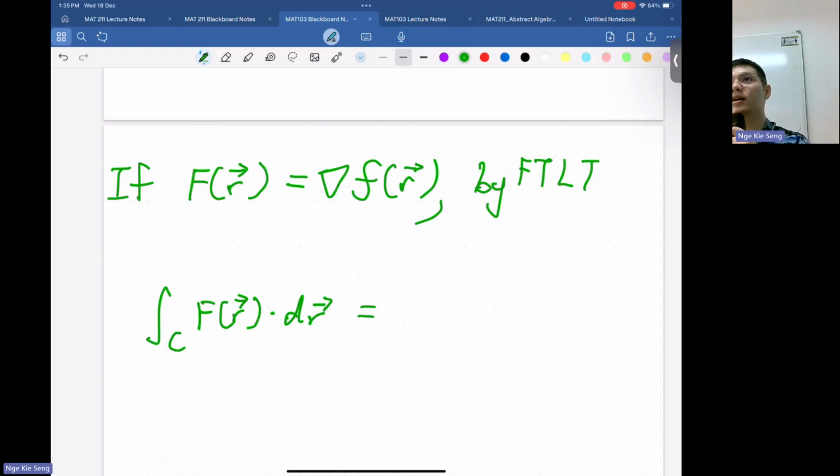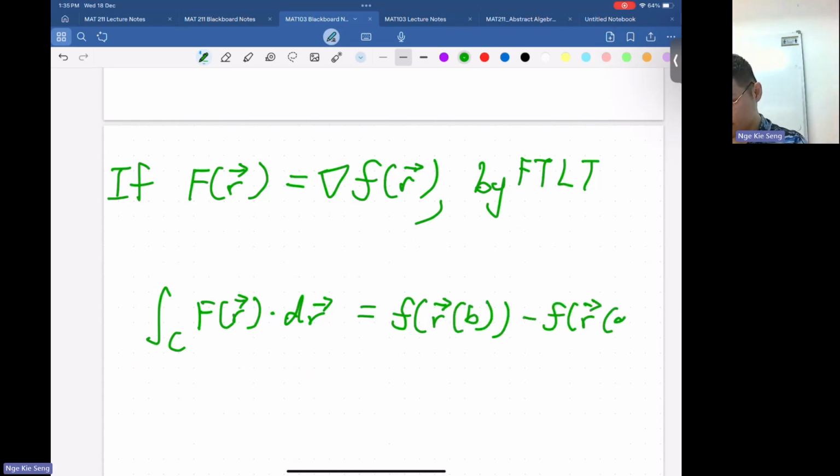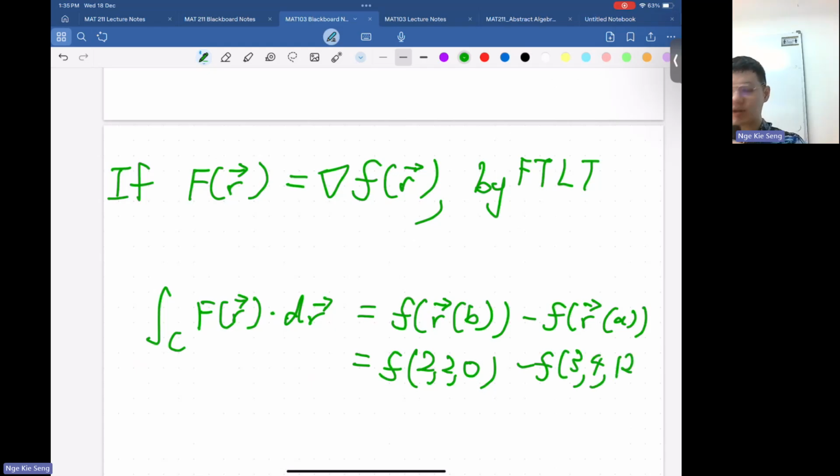is equal to what? The small f at R, let's say, B minus f at R, A. Where's the endpoint in your case? What's the endpoint? 2, 2, 0. And then your starting point is 3, 4, 12.